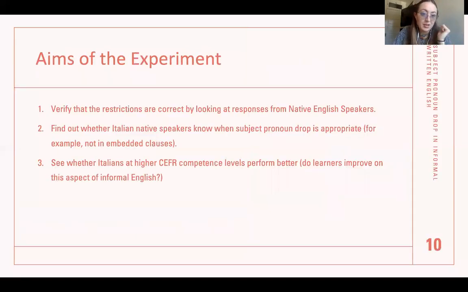So the aims of the experiment first were to verify that the restrictions that I said before were actually correct. These restrictions were found from some corpora of published diaries, nonfiction diaries, which were studied very carefully. And these patterns were found, that there was never embedded, there was no second person. But just because it wasn't there doesn't mean necessarily that it's wrong. So we want some information from an experiment like this to verify that it is indeed unacceptable for native English speakers.